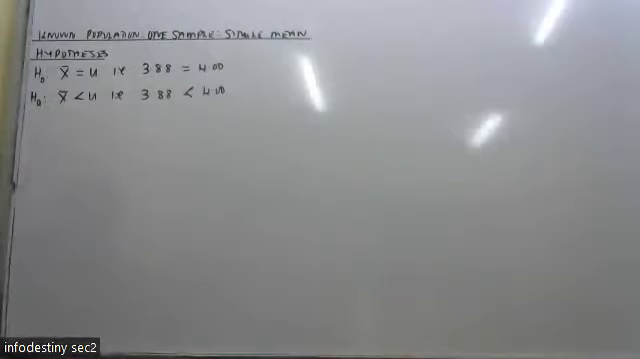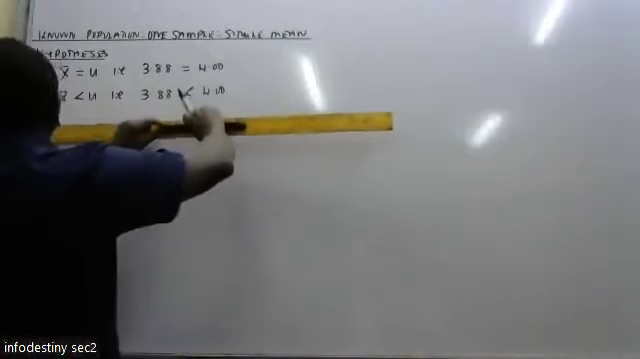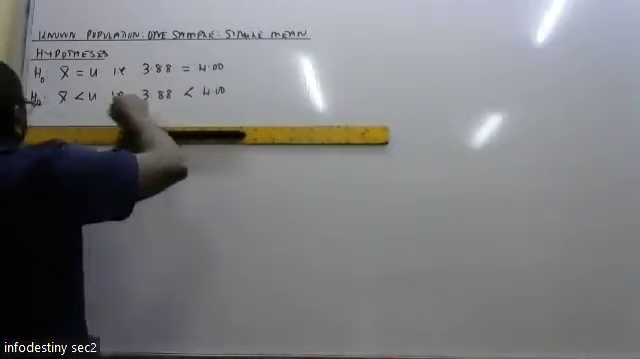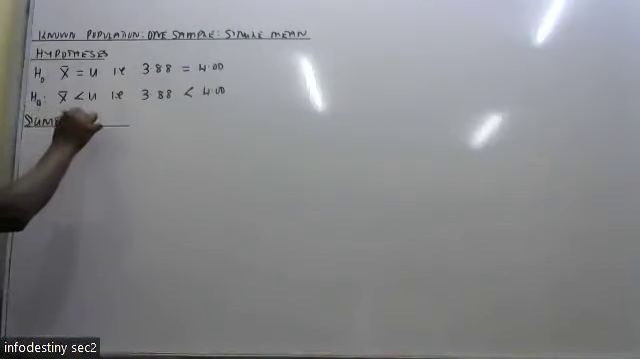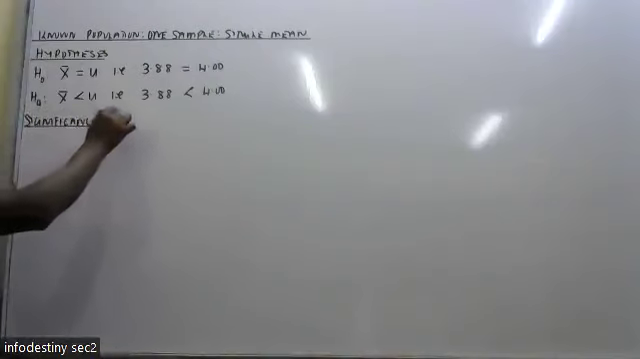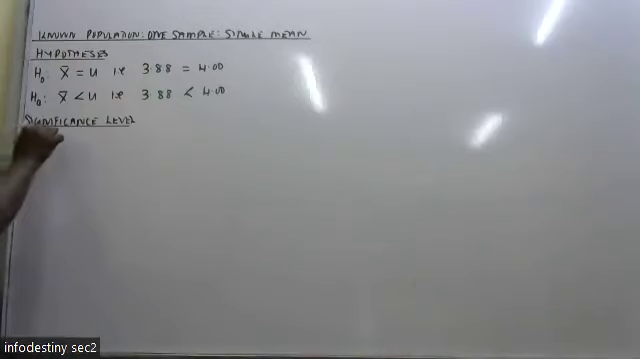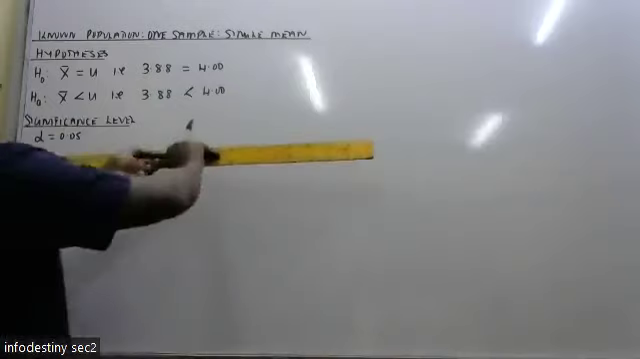So the next step is significance level. So alpha, we are told 5%. 95. Yeah, so it's still 5%.